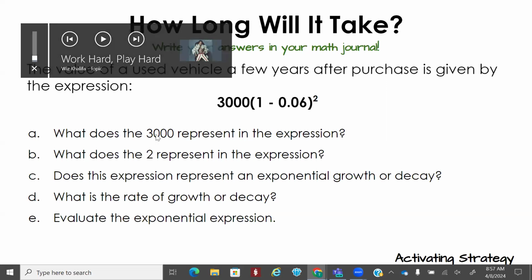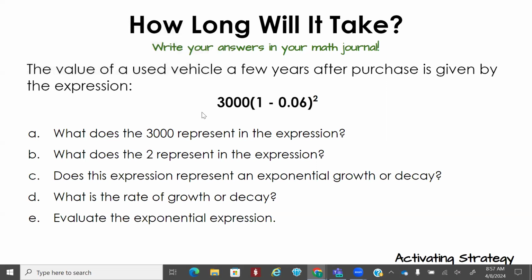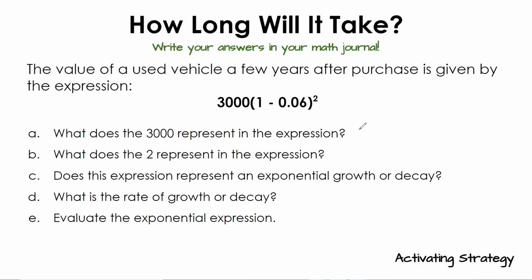Okay, so what does the 3,000 represent in this expression? Where's the 3,000? Say again. Yep, initial value or starting price. What does the 2 represent? The number of years.